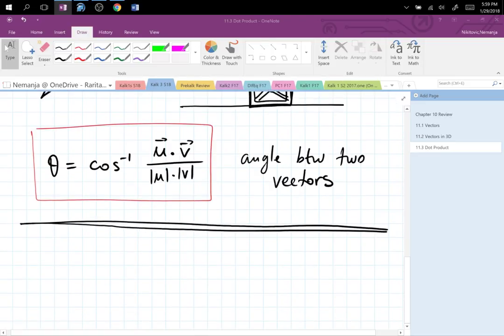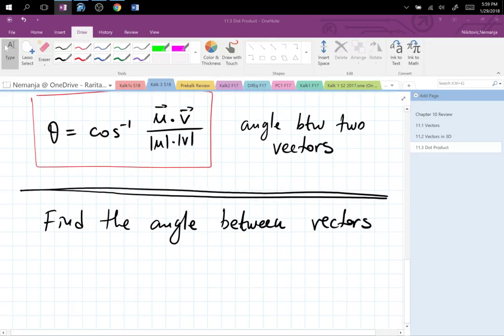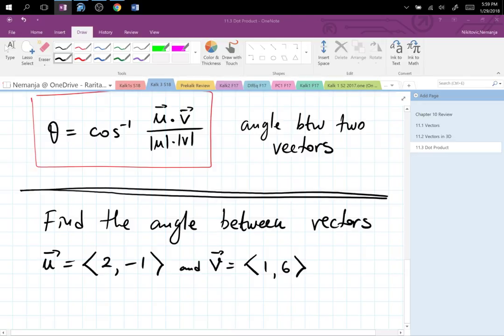So find the angle between vectors u equals 2, -1, and v equals 1 and 6, whatever.